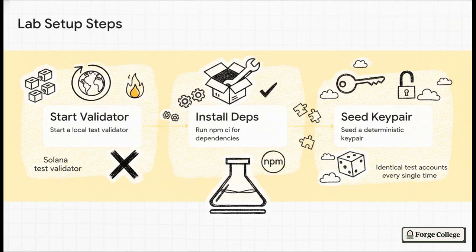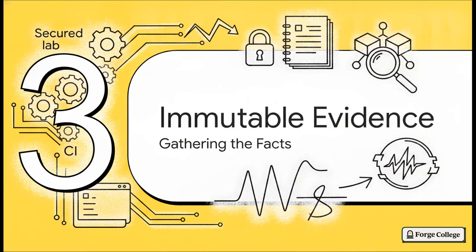If that term is new to you, a deterministic key pair literally just means using a specific mathematical seed so we get the exact same test accounts generated every single time. It basically creates a perfect clean room, which is absolutely mandatory before we even attempt to reproduce the failure. Next up, Section 3, immutable evidence.